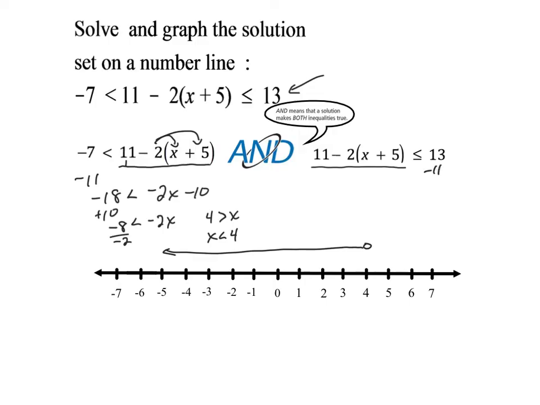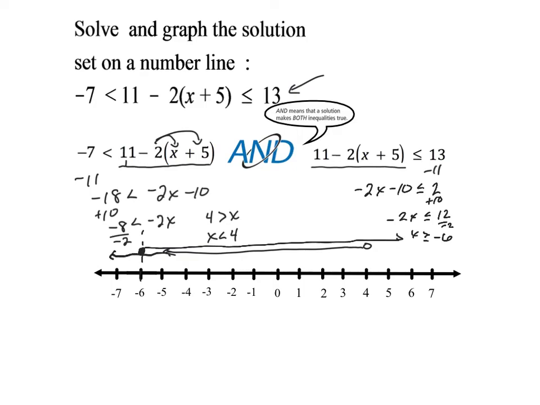I'm going to subtract 11, distribute the negative 2. It looks exactly the same. All right. Less than or equal to 2. Add the 10. Divide by the negative 2. Remembering to flip my sign, and I get negative 6. So then I come down here and get negative 6. It's a closed circle, and I go this direction. And the overlap comes down here onto the graph, open circle at 4, closed circle at negative 6, and then I shade all the stuff in the middle.